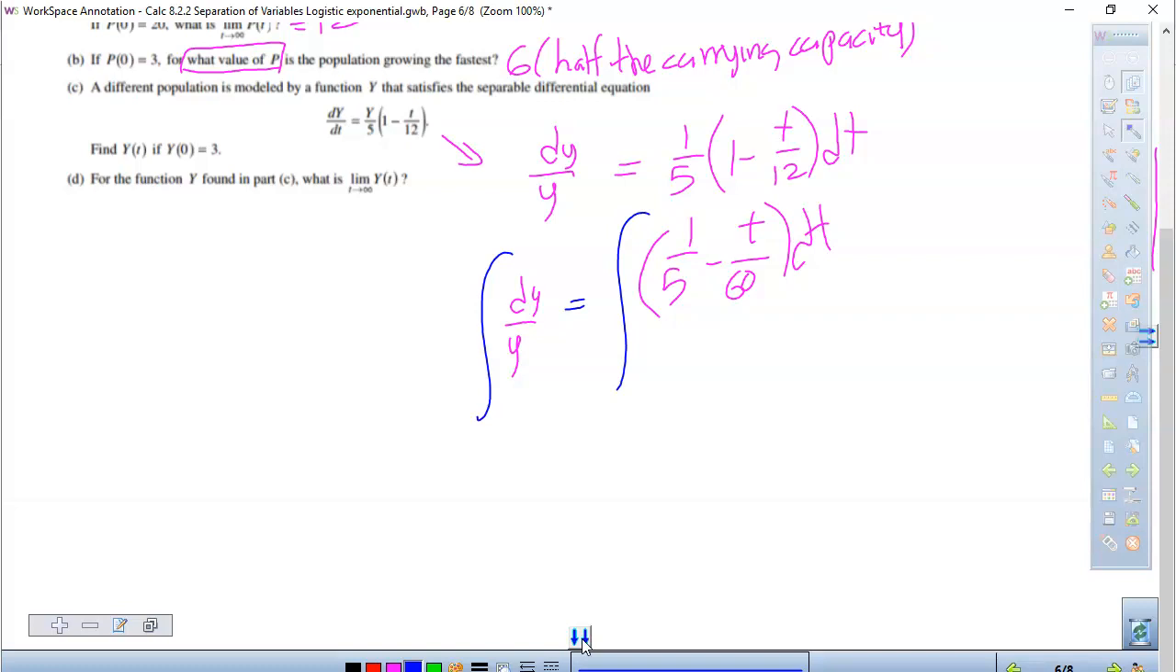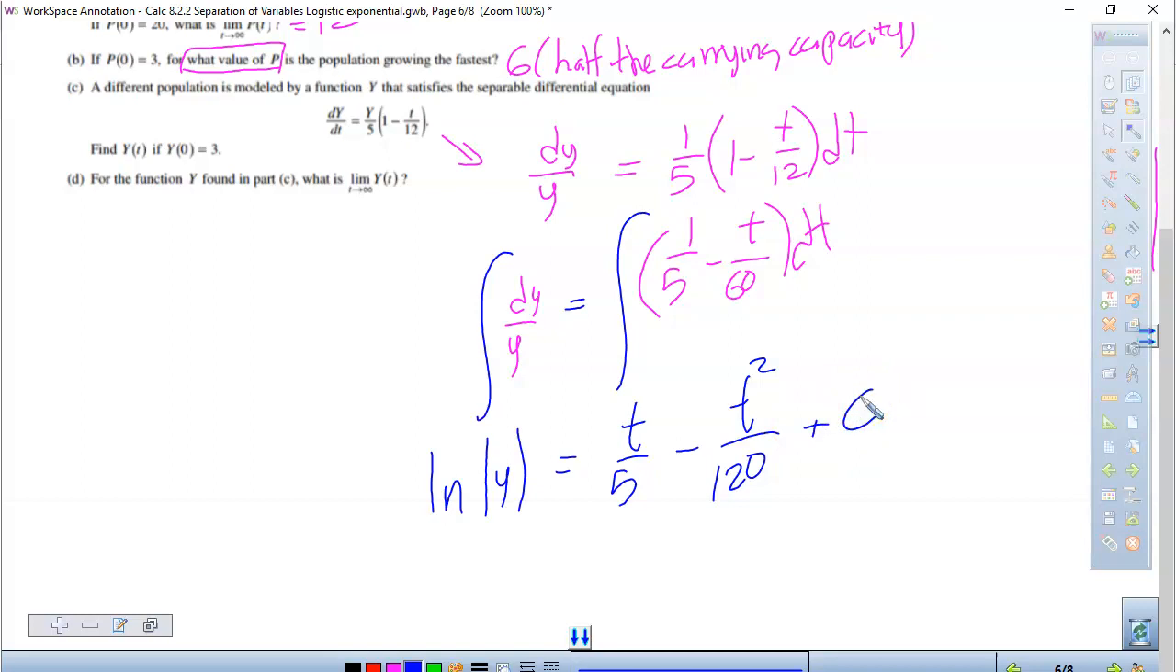Integrate. What's the integral of this? The natural log of the absolute value of y. We know it's going to be positive. So we've got t over 5 minus t squared over 120 plus c.